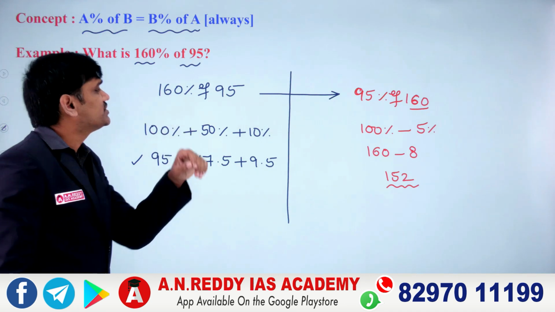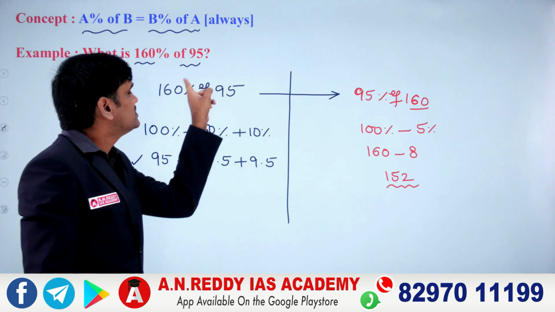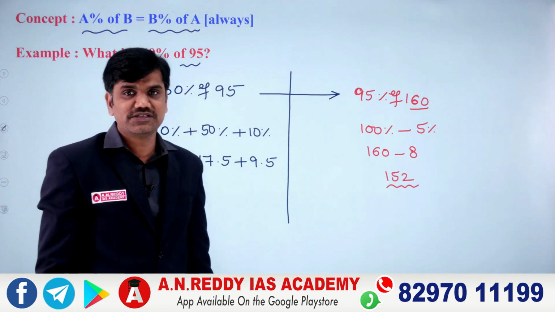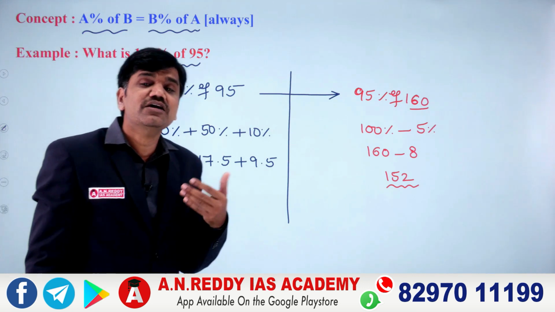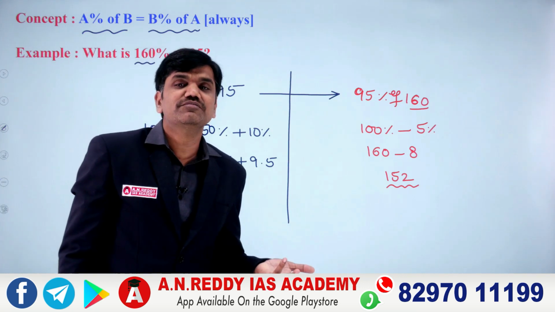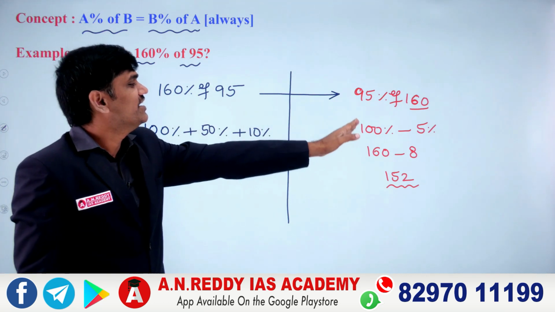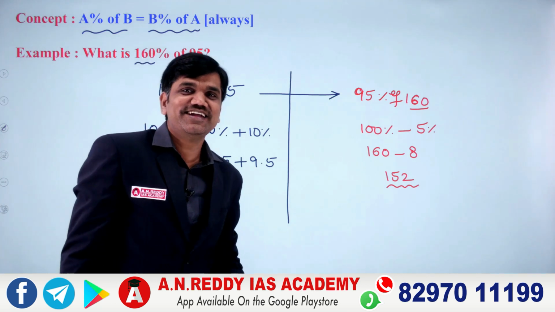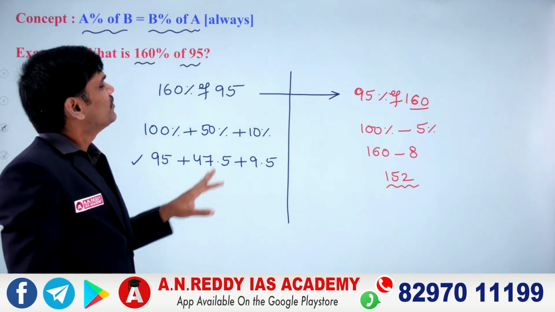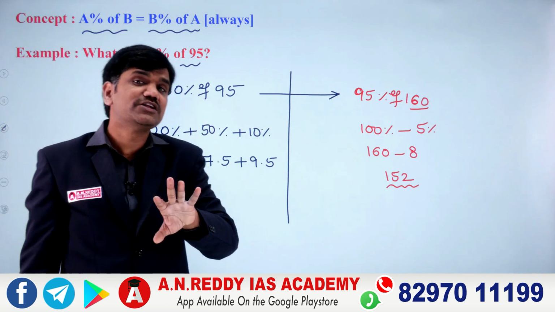You should use this technique provided the right side figure percentage is easier than left side figure percentage. Finding 95% of a number is easier than 160% of a number. That's why I have converted that into this and I did the calculation, which is becoming easier. Whenever you want, you can convert in this way, depending on your choice.